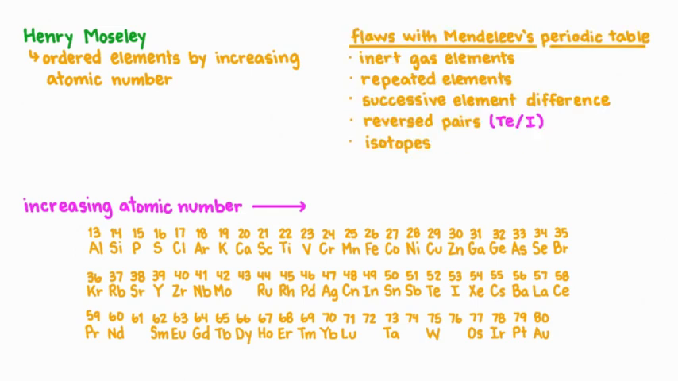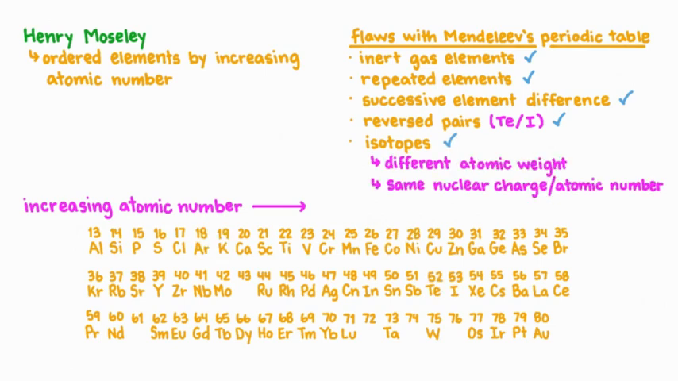Organizing the elements by atomic number solved the flaws with Mendeleev's periodic table. This organization accounted for and included the inert gas elements, and no element was repeated more than once. Unlike with atomic weight, the difference between the atomic numbers of successive elements was always 1 unit. In addition, the pairs of elements that had to be reversed when listed by atomic weight were in the correct order when listed by atomic number.